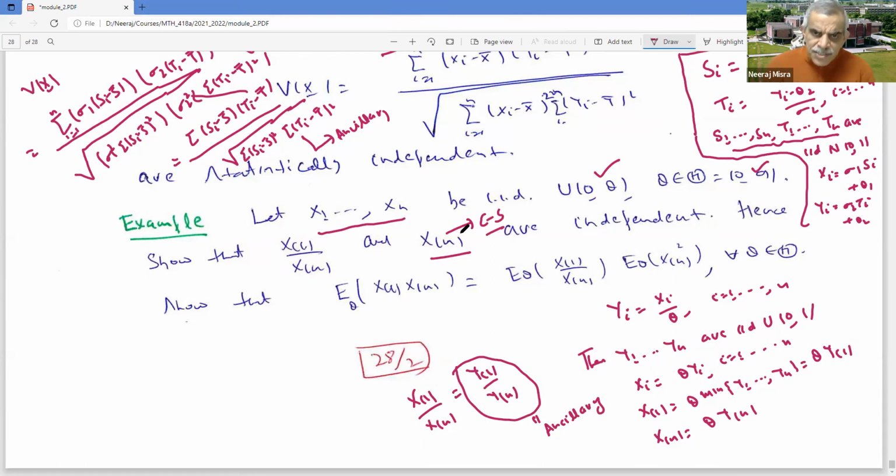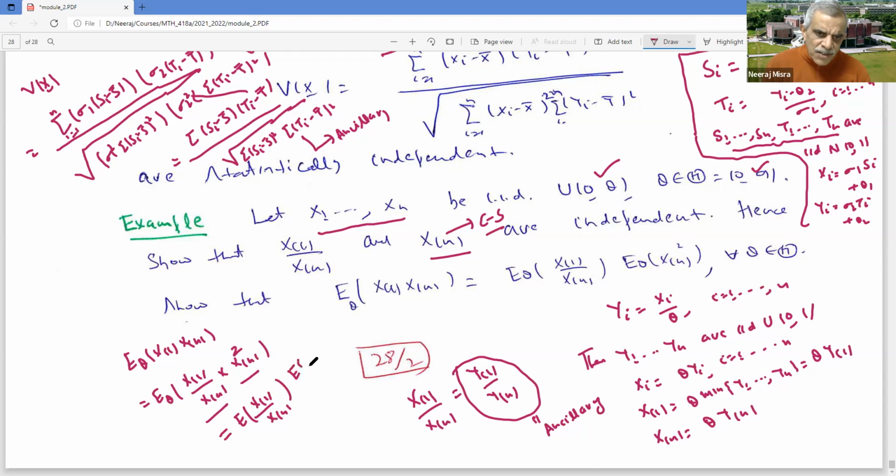If this is ancillary, by Basu's theorem, Xn being complete sufficient would be independent of this ancillary statistic. Now this becomes very straightforward, because the expected value of X1 Xn can be written as the expected value of X1 divided by Xn into Xn squared. Now this is ancillary, and this is a function of the complete sufficient statistic. I know that they are independent. If they are independent, the expectation of the product is the same as the expected value of X1 upon Xn into the expected value of Xn squared.